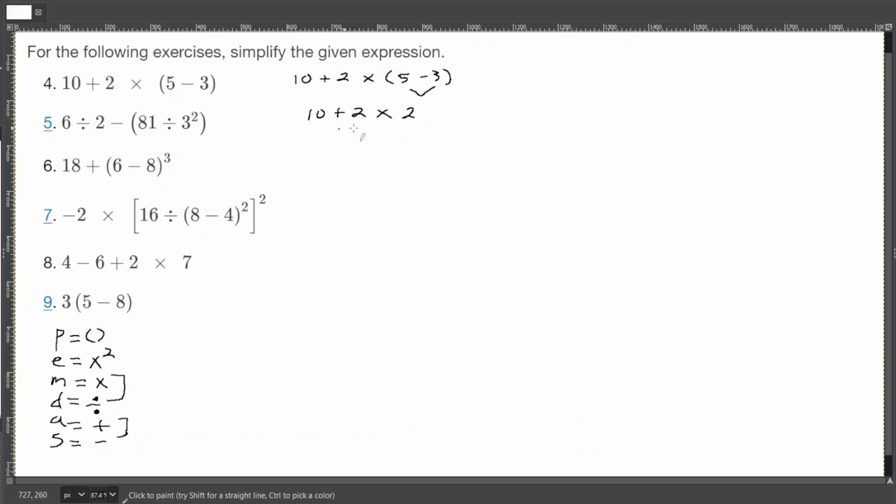Next we have a multiply and an add. We have to multiply first, so that'll be 4. And then it's 10 plus 4. So our answer for number 4 is going to be 14. And this is just following the order of operations here, okay?